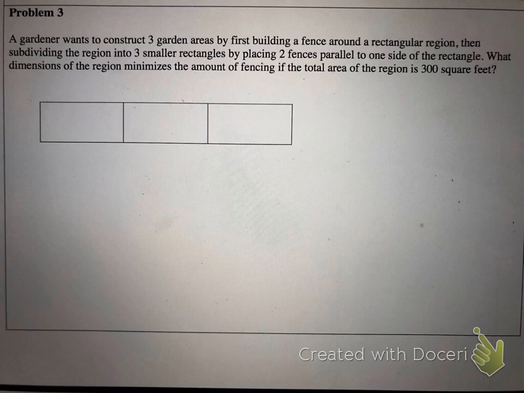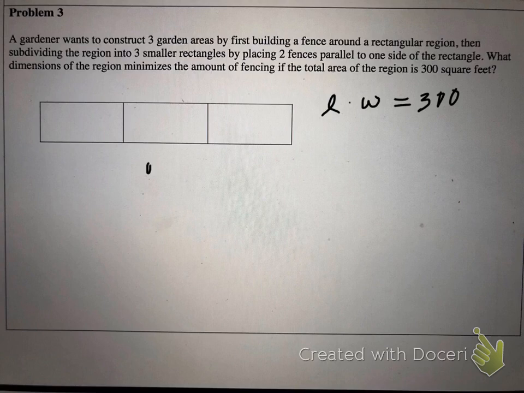All right. So the very first thing that we have to do is create the first formula. That's going to be length times width equals 300 square feet. All right. That's our constraint. So now the next formula, it's going to be the sum of all the sides. So let's go ahead and label them on the chart.